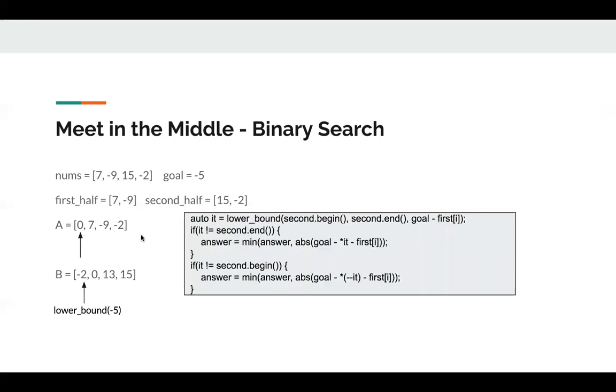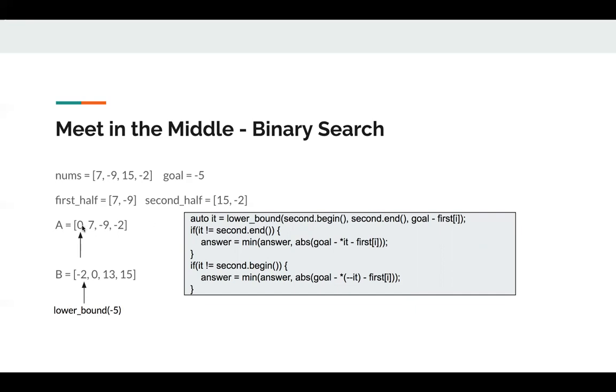In C++, we can use lower bound. Lower bound will return an iterator that points to the element that is just greater or equal than the number we want to find. We know this number is just greater or equal to the ideal number, and the element before the iterator is just less than the ideal number. So we need to check both numbers.